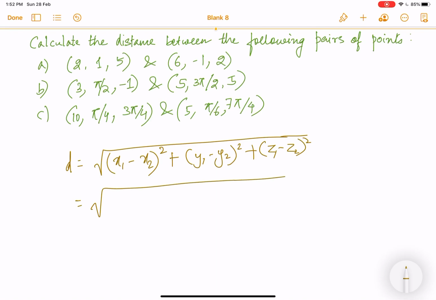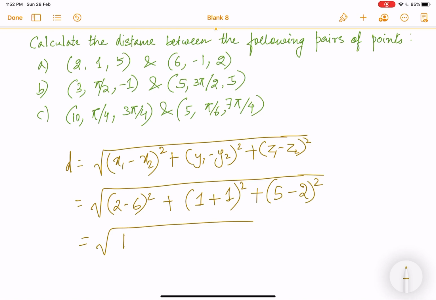Okay, so what is given to us? First is 2 and then is 6. Then next 1 and that is minus 1, so it will become plus. Then 5 minus 2 whole square. So what is this? This is minus 4, so its square is 16. This is 4, this will be 9. So what did you get? This is 13, so this will be root 29.